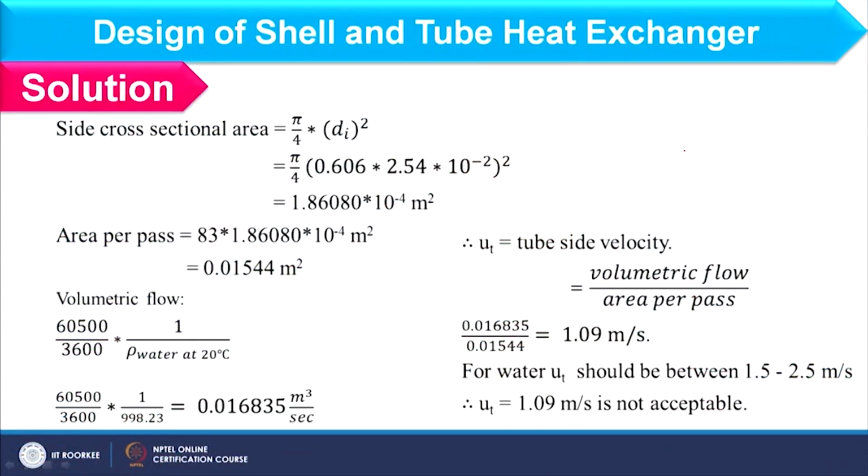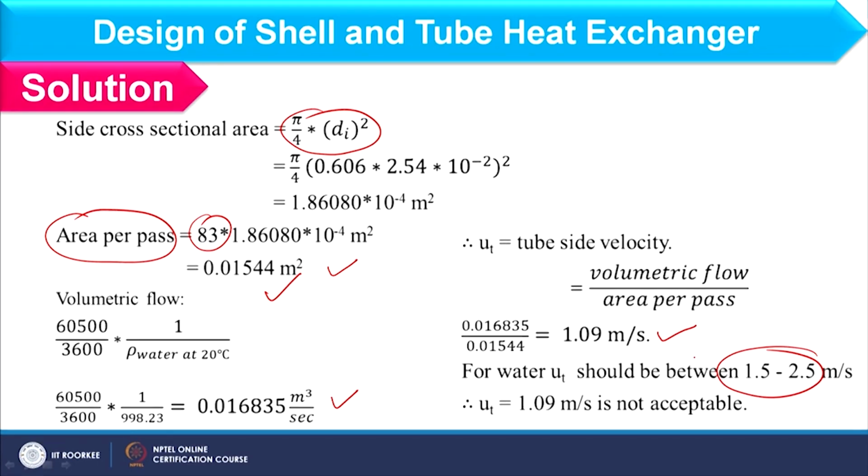Okay. So for that we can consider cross sectional area of a single tube. I know the number of tubes, so I can find out area per pass as it is shown over here, and the value comes as 0.01544. Okay. And considering the volumetric flow and this area, we can find out velocity of water as 1.09 meter per second. So if you see, it is not falling in the range, and the range is like 1.5 to 2.5 meter per second. So we have to increase the velocity.